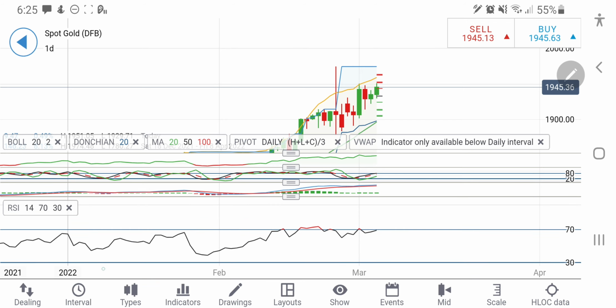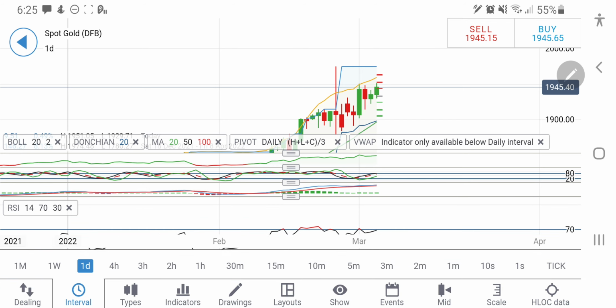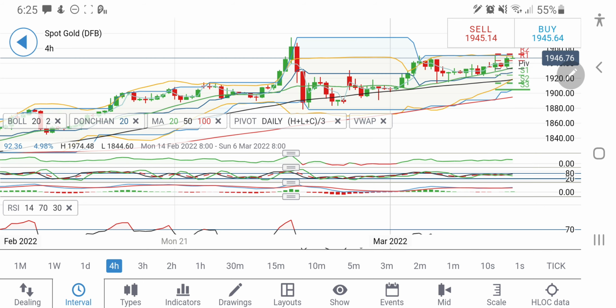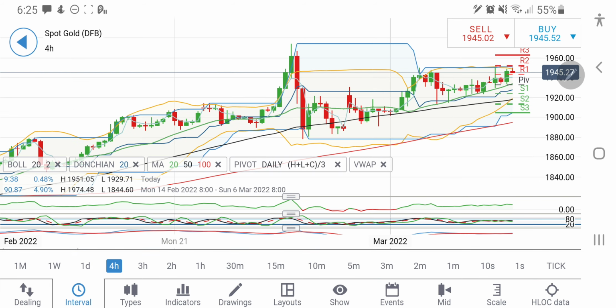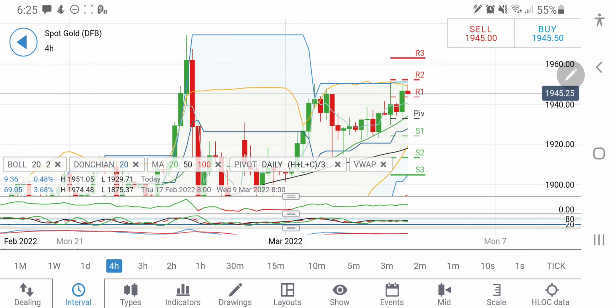And RSI again is trying to enter into overbought levels, though it is right now near to overbought, not overbought. And look at the 4-hour charts. On the 4-hour charts, the 20 period support and the pivot level are both lying at around 1935, and that is why I say 1935 is a very strong support for the day.